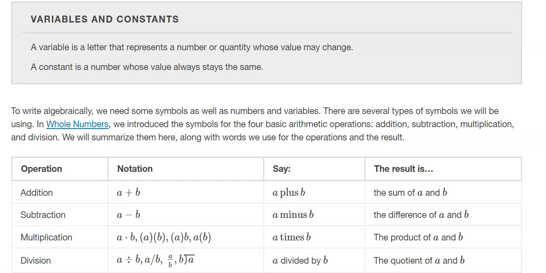Now let's walk through the definitions in the book. Variables and constants. So you have the definition here. A variable is a letter that represents a number or quantity whose value may change. It can vary. A constant is a number whose value always stays the same. Constant, that means it stays the same.